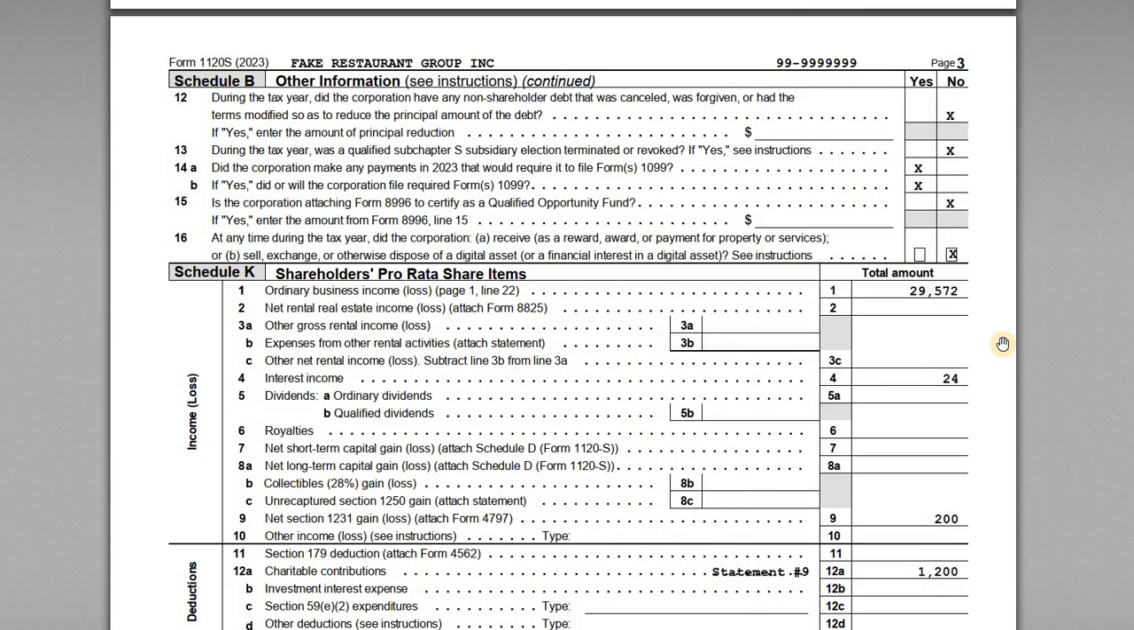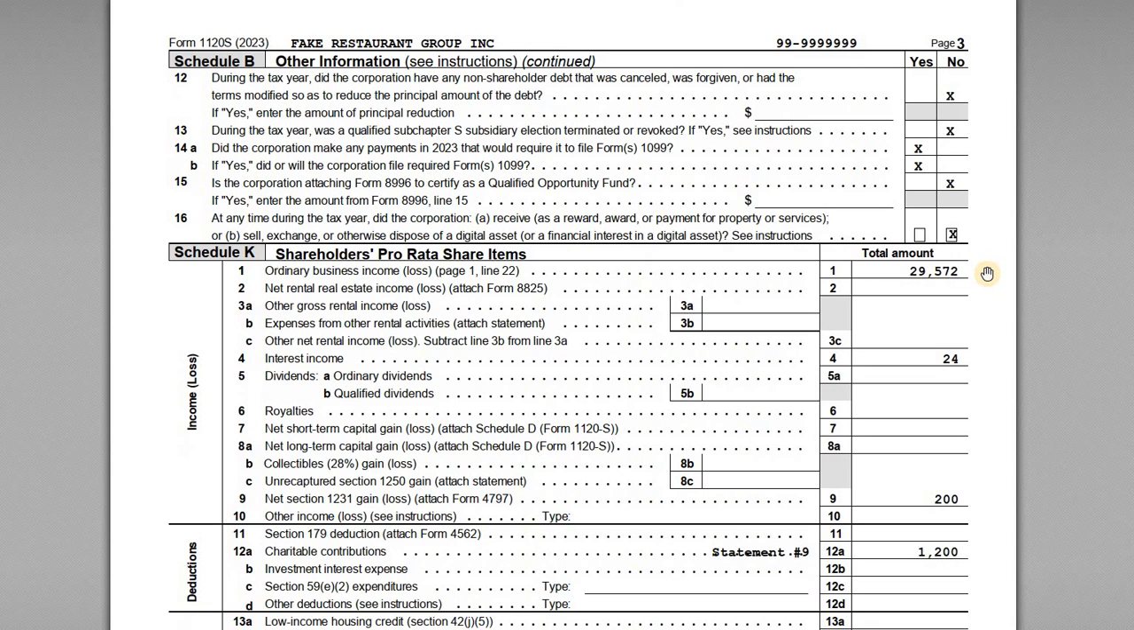Schedule B, question 12, right? We don't have any debts that were canceled, right? So that's important, right? We are dissolving the company, but we're going to have enough cash to pay off all the debts. We did have to file some 1099s, so we've marked those as yes. And then line 16, we didn't receive any digital assets, no crypto in the form of payment.